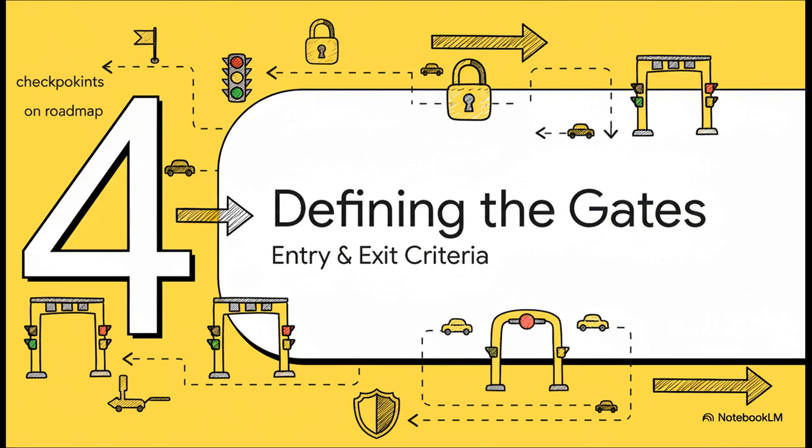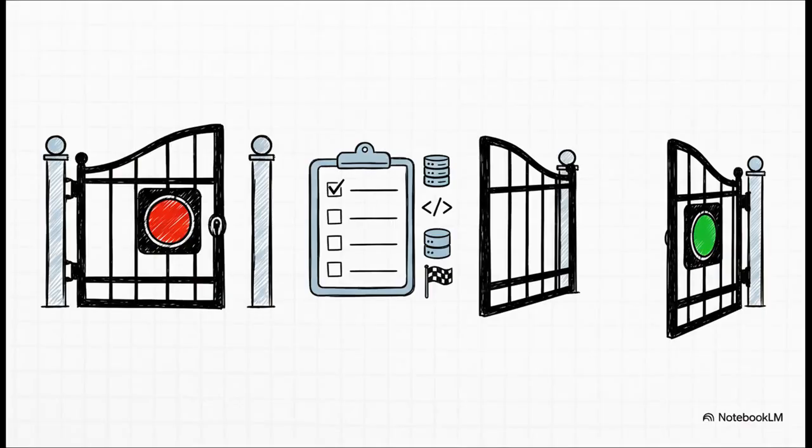Well, that is the job of quality gates, and we build those using entry and exit criteria. Think of these as the official checkpoints on our testing roadmap. Entry criteria are your big green light. This is your non-negotiable checklist that has to be 100% satisfied before a single test even gets run. Is the test environment even up? Has the code been successfully built and deployed? Look, this isn't just bureaucracy. It's a critical step that prevents your team from wasting days testing something that was broken from the start.